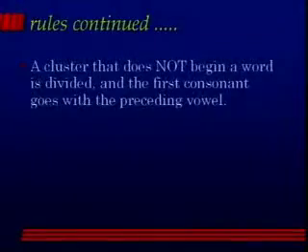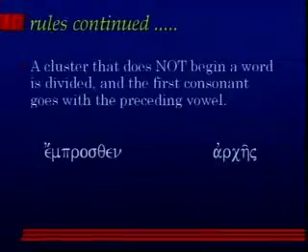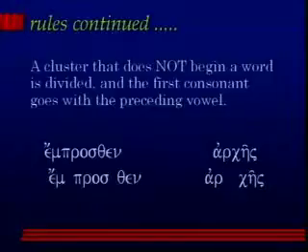The next rule: a cluster that does not begin a word is divided, and the first consonant will go with the preceding vowel. Let's look at these two examples, emprosthen as well as arche. As we're breaking these up into syllables, we're talking about a cluster of consonants that does not begin a word is divided. So notice you've got a cluster in the first example here, the mu and the p as well as the rho. And so we're going to divide those. Em for the first syllable, pros for the second syllable, then then for the third.